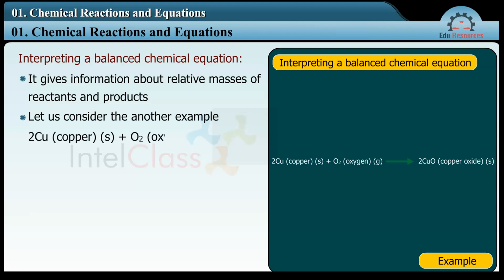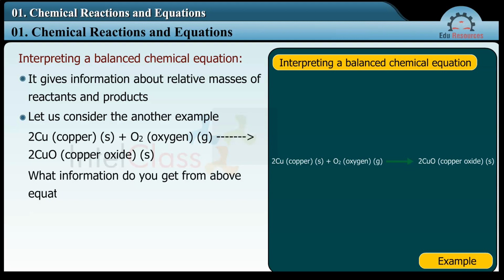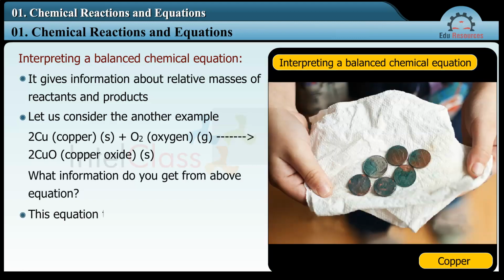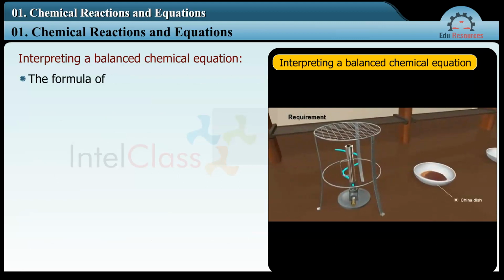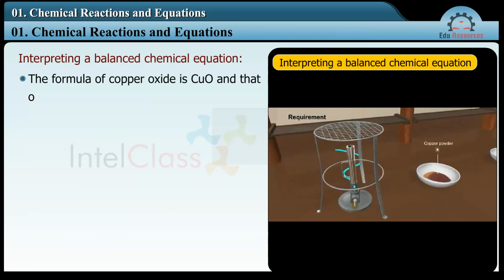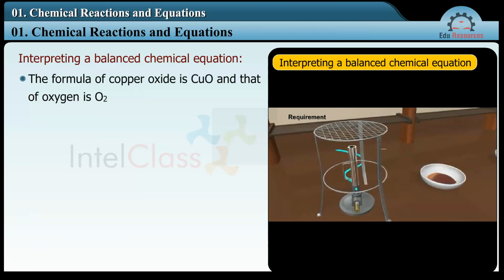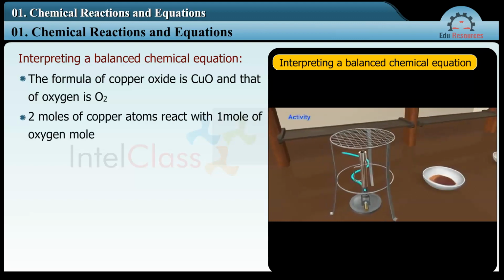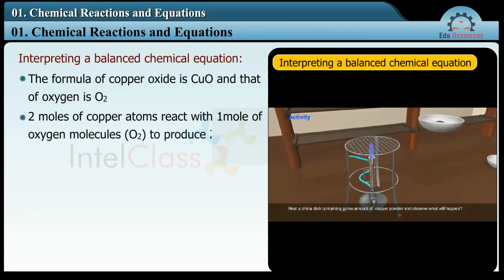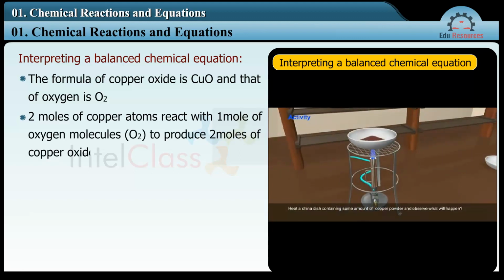2Cu(s), copper, plus O2, oxygen, gives rise to 2CuO, copper oxide. What information do you get from the above equation? This equation tells us that copper reacts with oxygen to form copper oxide. The formula of copper oxide is CuO and that of oxygen is O2. 2 moles of copper atoms react with 1 mole of oxygen molecules O2 to produce 2 moles of copper oxide CuO.